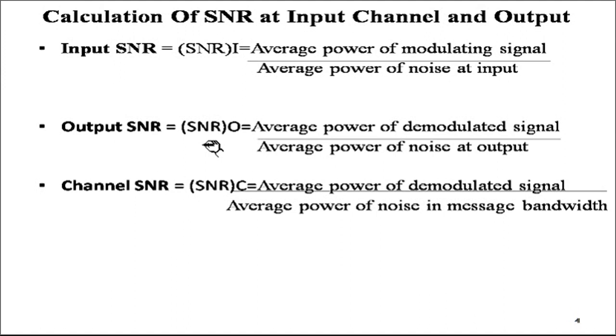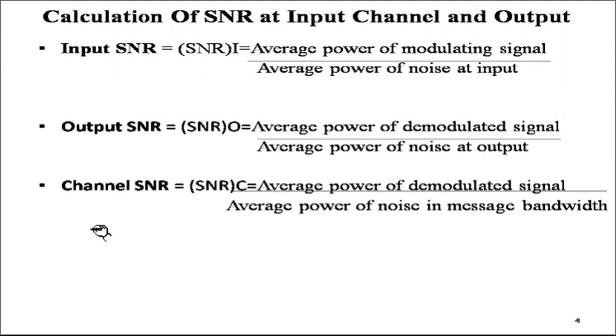Second, we will see the signal to noise ratio at the output side. Output side is nothing but the receiver side. So SNR at the output, indicated by O, is equal to the average power of the demodulated signal divided by the average power of noise at the output. Here we are taking the ratio of the demodulated signal, where we get the original information signal. It is always achieved at the receiver side, so we call it a demodulated signal, divided by the noise at the output side, that is the receiver side.